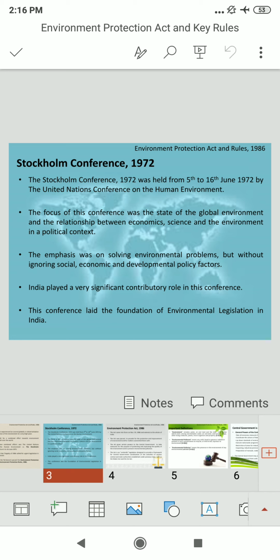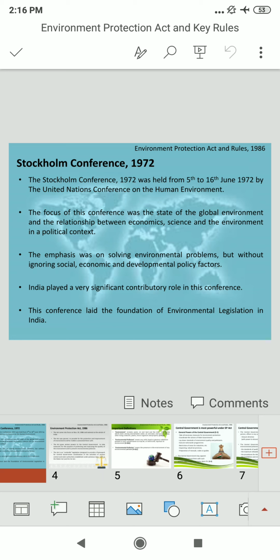India played a very significant contributory role in this conference, and this conference laid the foundation of environmental legislation in India. So this Stockholm Conference was arranged in 1972 specifically for the human environment.